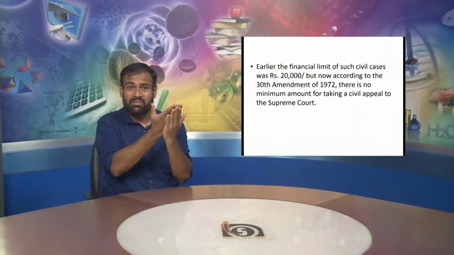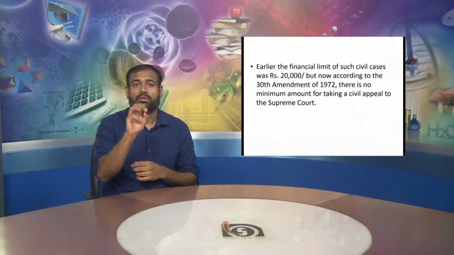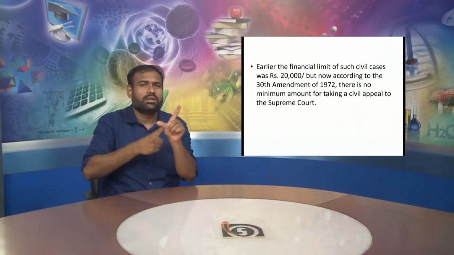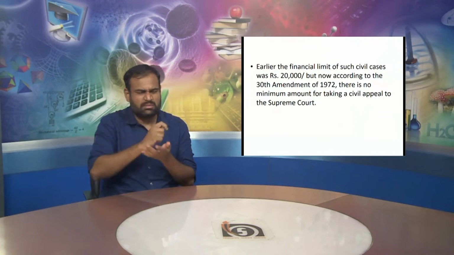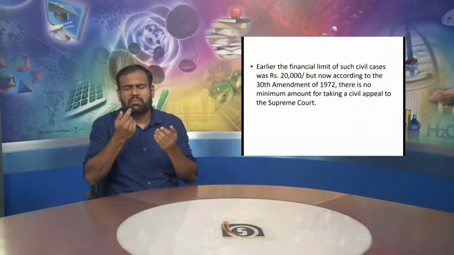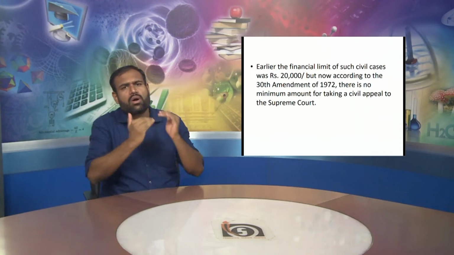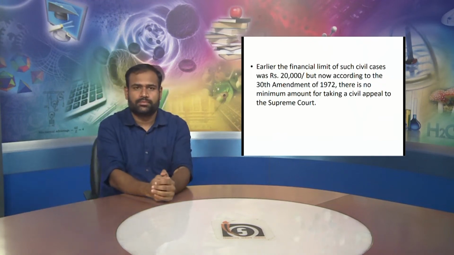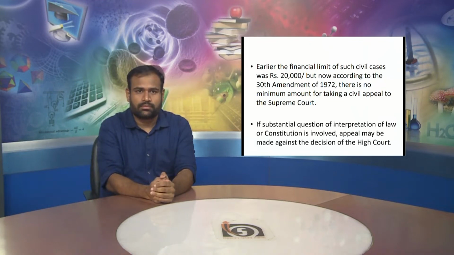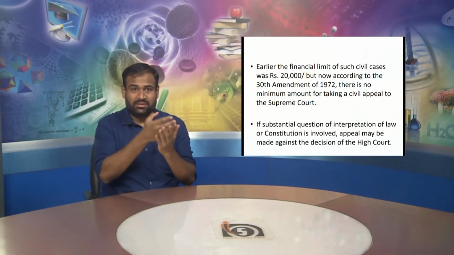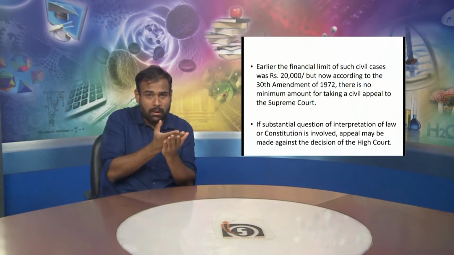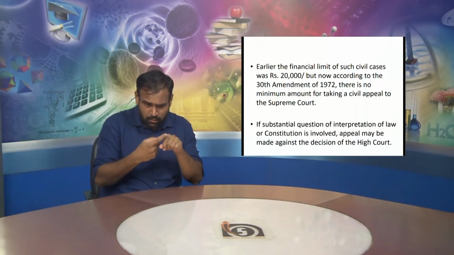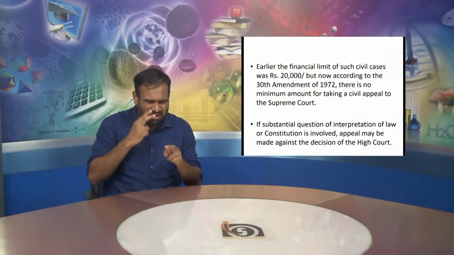Earlier, the financial limit of such civil cases was rupees 20,000, but now according to the 30th Amendment of 1972, there is no minimum amount for taking a civil appeal to the Supreme Court. If substantial questions of interpretation of law or constitution are involved, an appeal may be made against the decision of the High Court.